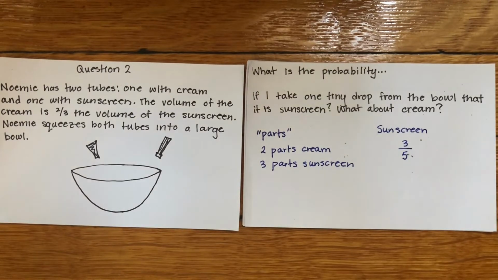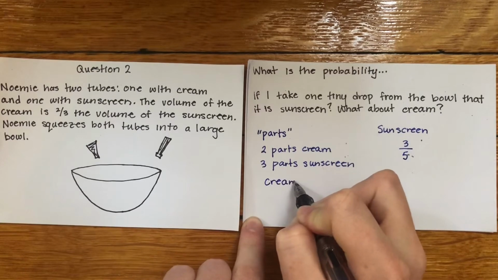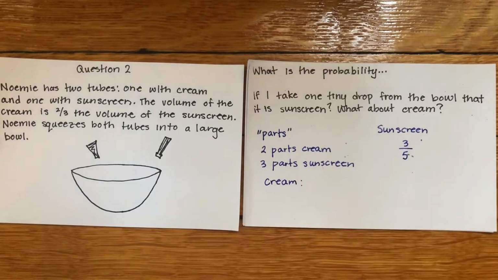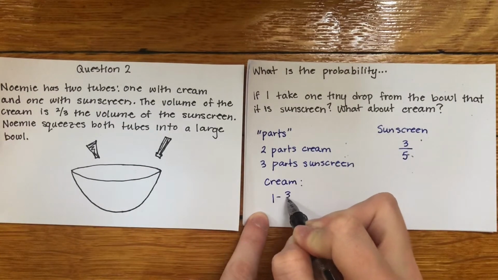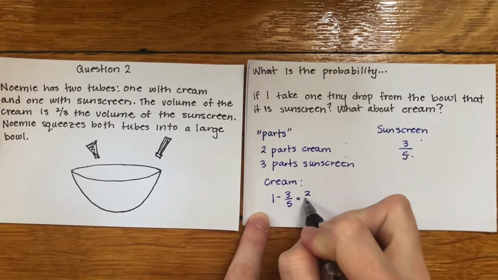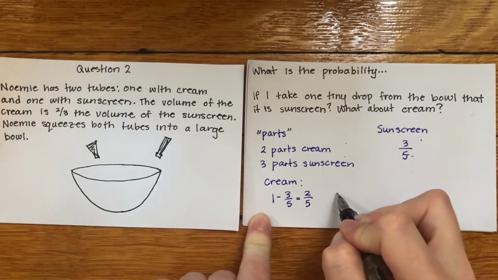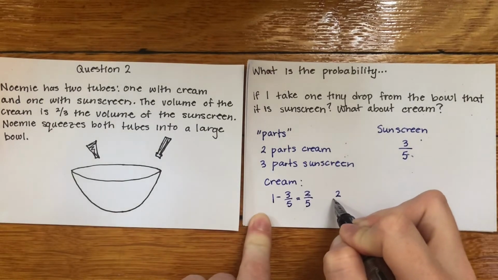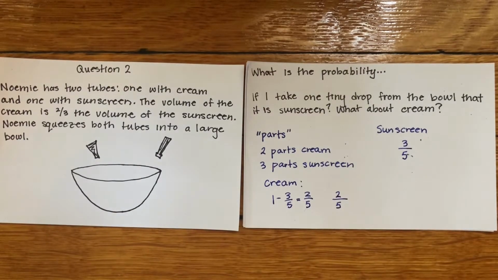We could find our probability of getting a drop of cream in a couple different ways. First of all, we have to either get cream or sunscreen, those are our 2 options. So it would be 1 minus 3/5, which is the probability that we get sunscreen, which is 2/5. You could also use the parts example and say there are 2 parts cream over 5 parts total. So our probability would be 2/5 either way.